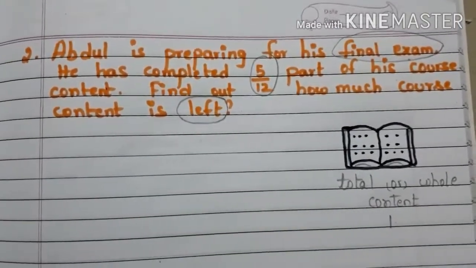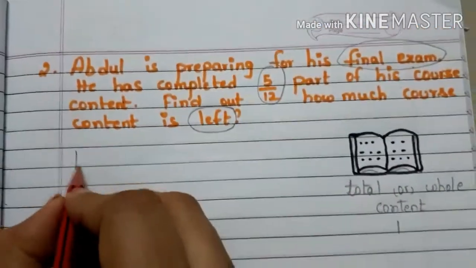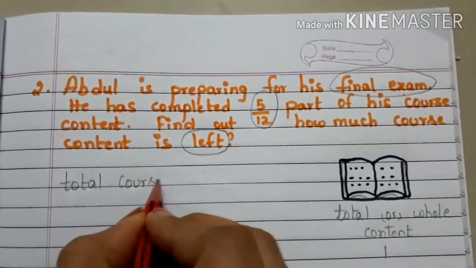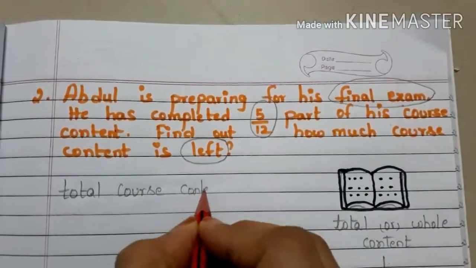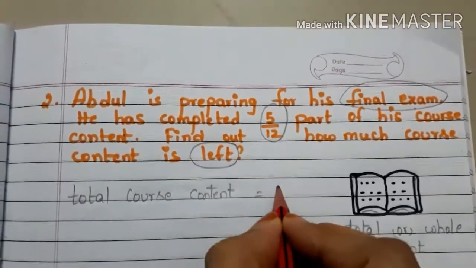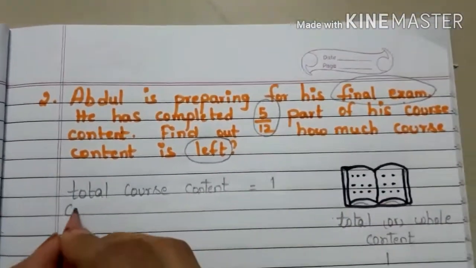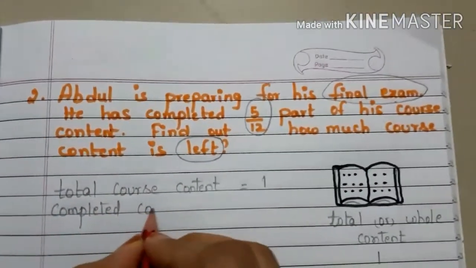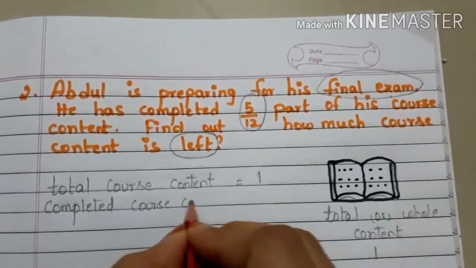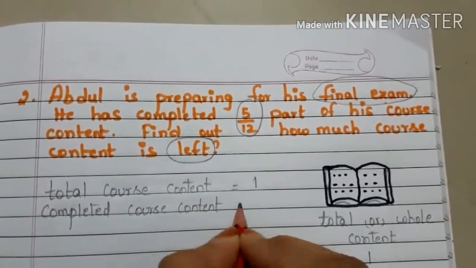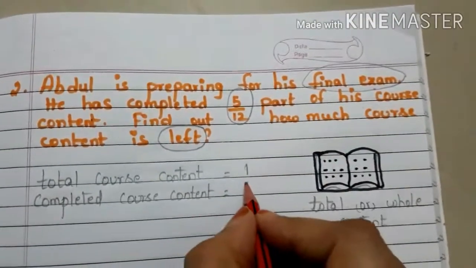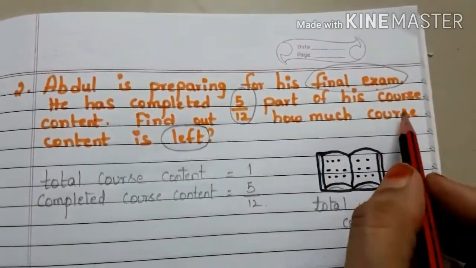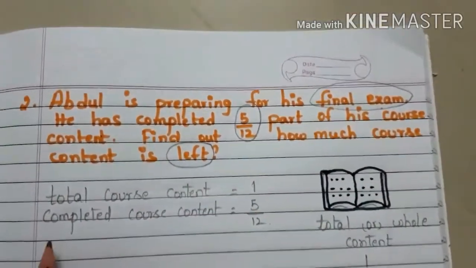Okay. Now let us solve the problem. See, here write total course content is equal to 1. Right here, completed course content. How much part completed? 5/12. Okay. Now we have to find how much course content is left.